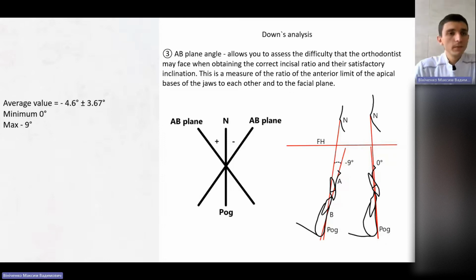The average value is minus 4.6 plus or minus 3.67. These are average values.